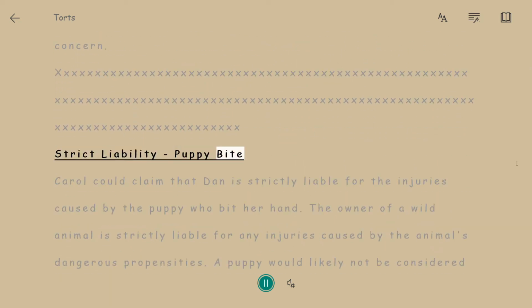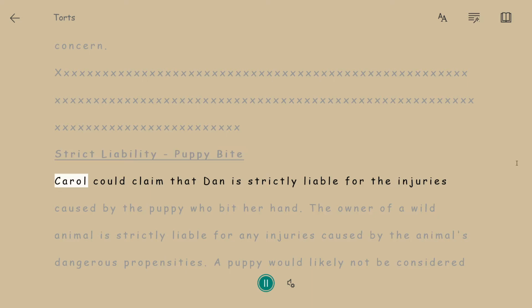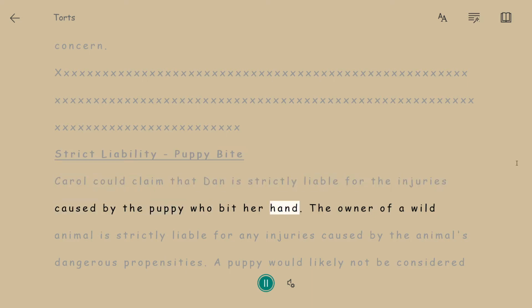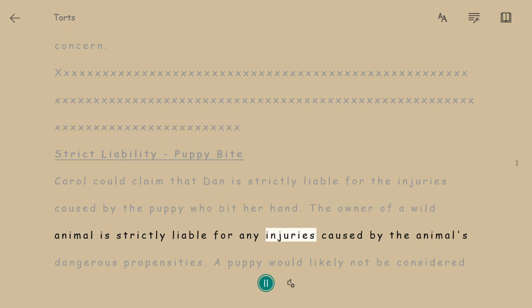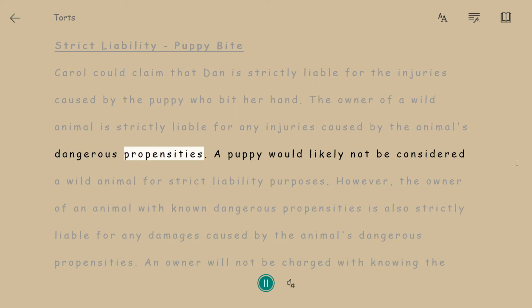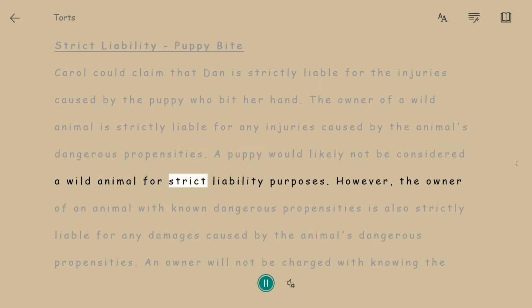Strict liability, puppy bite. Carol could claim that Dan is strictly liable for the injuries caused by the puppy who bit her hand. The owner of a wild animal is strictly liable for any injuries caused by the animal's dangerous propensities. A puppy would likely not be considered a wild animal for strict liability purposes.